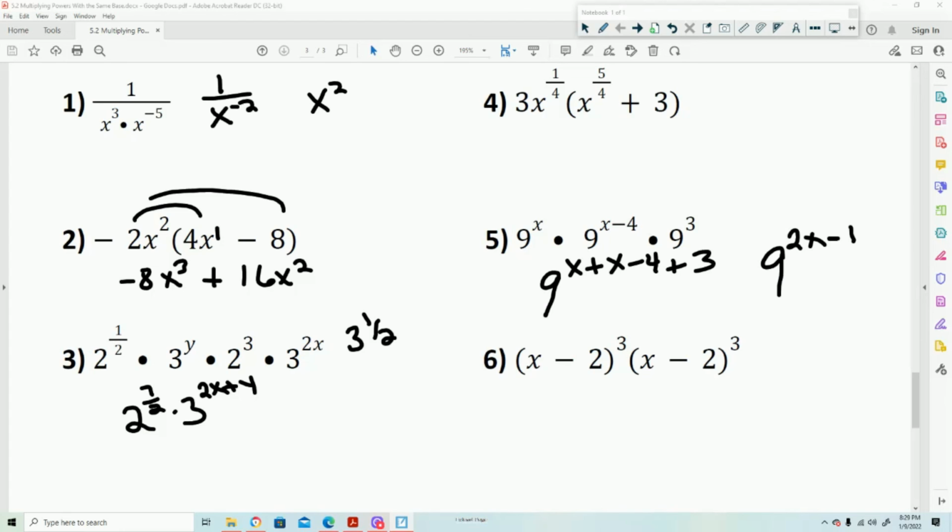Okay, here I have the same base here as I do here. Okay, x minus 2 and x minus 2 are the same base, so I simply add the exponents together, and I get x minus 2 to the 6th power. Okay? And that's pretty simple. That's a 6. It's an ugly 6. And that has it. That sums up the lesson. That's our last example. I hope this was helpful.